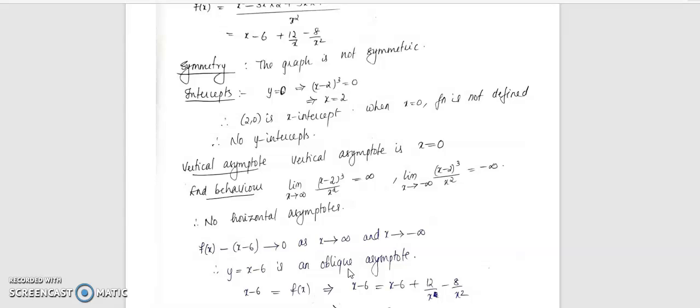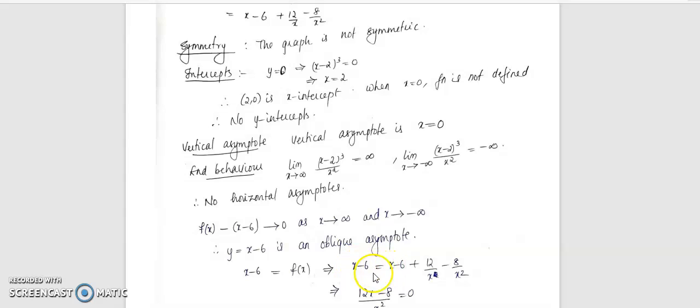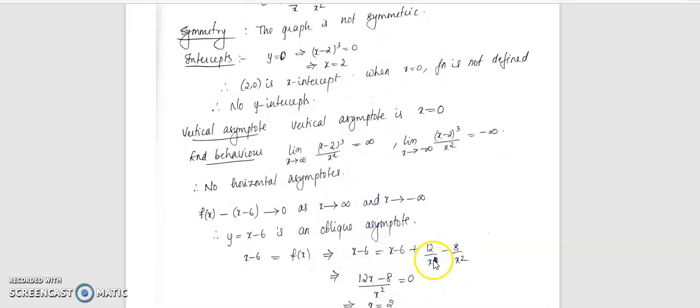Now let us look at whether there is a point of intersection or not. For a point of intersection, when you equate the equation of the asymptote and the given function, you need to get a solution. So let me equate x minus 6 to f of x. That gives x minus 6 equal to x minus 6 plus 12 by x minus 8 by x square. So x minus 6 will cancel off on both sides. So 12x minus 8 by x square equal to 0. Upon taking the common denominator, you will get 12x minus 8 by x square equal to 0.